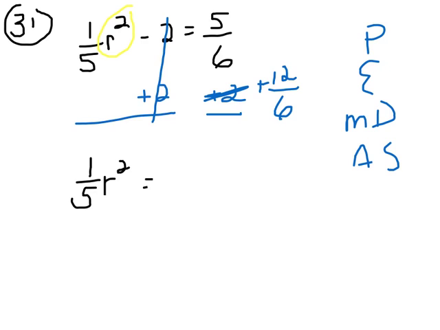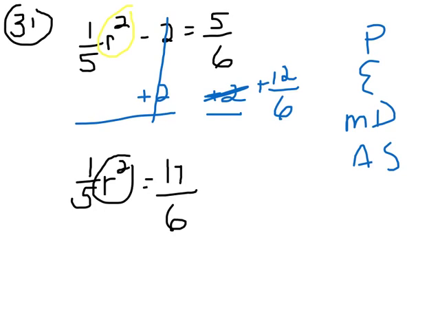1/5 r squared. Now, what would 5 over 6 plus 12 over 6 be? 17 over 6, okay? Oh, this is not going to be nice at all. Y'all aren't going to like this one. Okay, I want to get the r squared by itself, right? How am I going to get the 1/5 away from it? I could divide both sides by 1/5, but that sure is ugly.